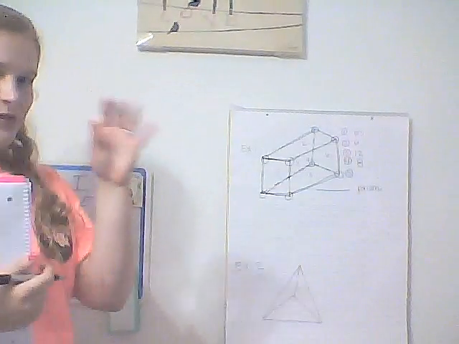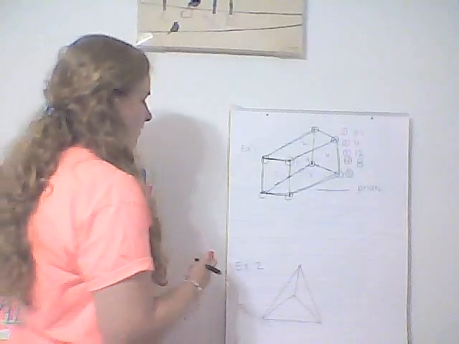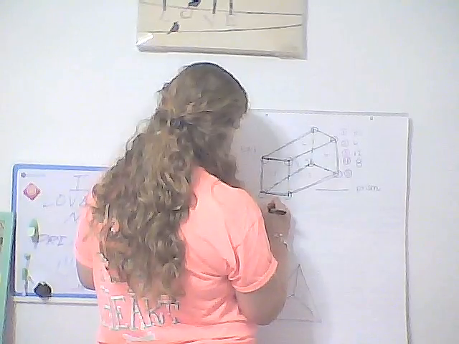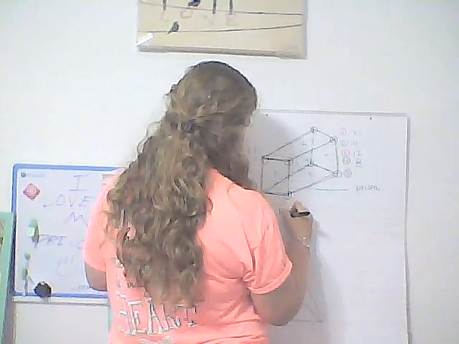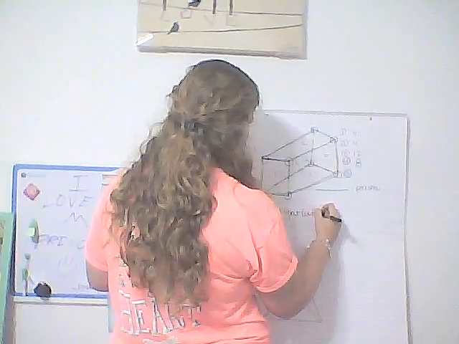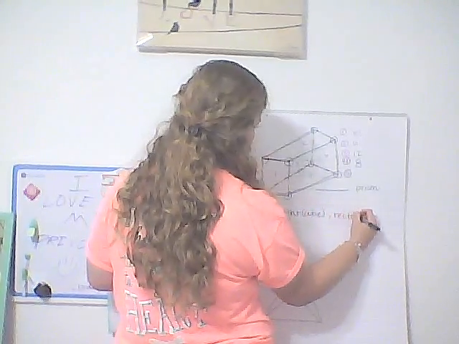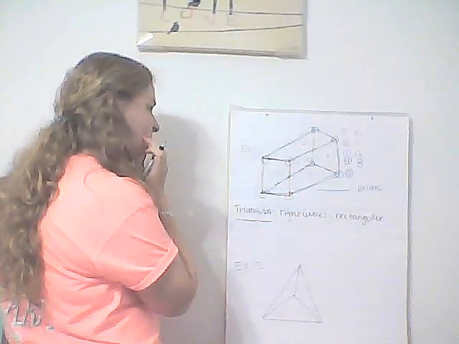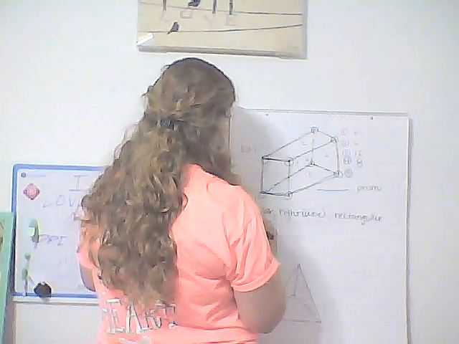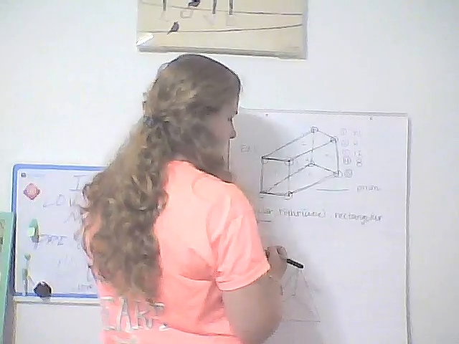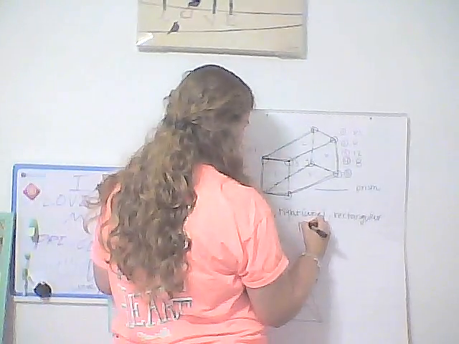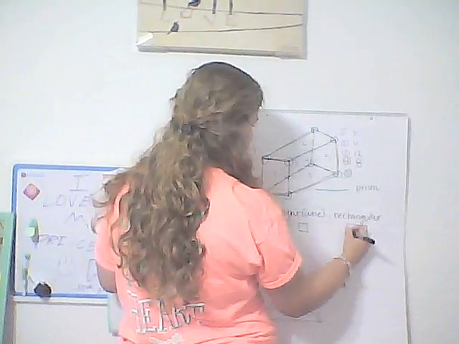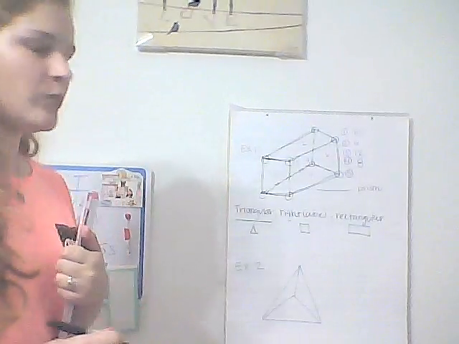Now, what are the types of prisms we talked about that we have to choose from? Triangular, right, which is a cube, and rectangular. Remember, triangular, what's the base going to be? Triangle. Right, what's the base going to be? Square. Rectangular, what's the base going to be? A rectangle. So based off of this, what kind of prism do we have?